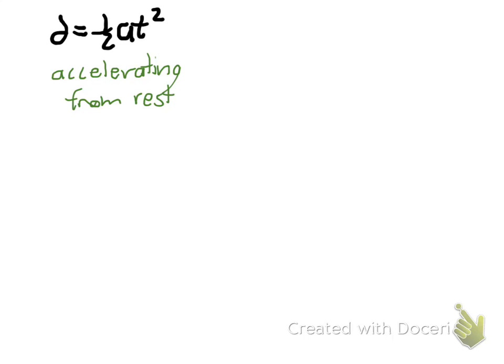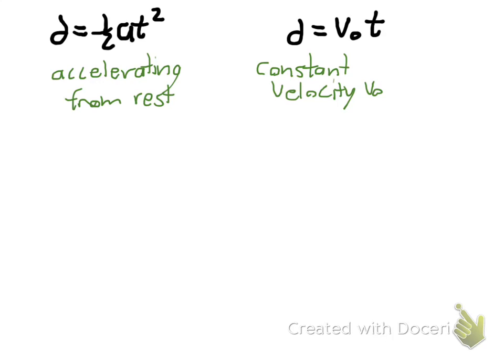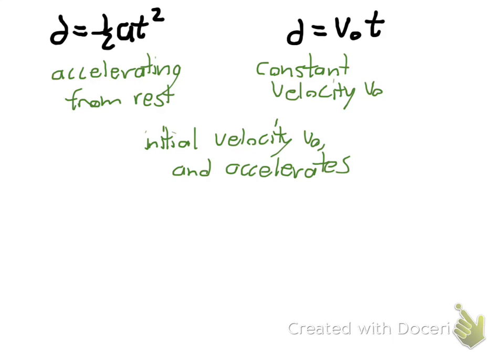If this formula can be used to find something that's accelerating from rest, what about something that's already moving? I think we've already studied this. We know that distance is directly proportional to time if we have a constant velocity, so we're going to use v naught to describe that constant of proportionality. And so if we have that initial velocity v naught and something accelerates, the total distance traveled is the sum of the two.